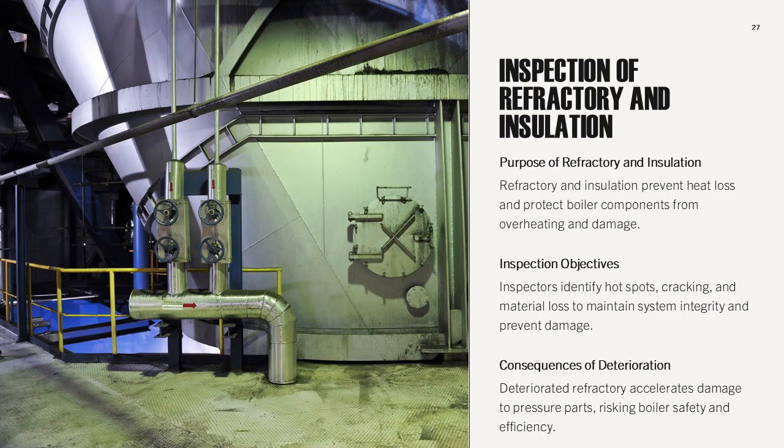Refractory and insulation protect boiler components from excessive heat loss and overheating. Inspectors must assess their condition to identify hot spots, cracking, or material loss. Deteriorated refractory can lead to accelerated damage of pressure parts. This section outlines inspection considerations and common issues related to refractory systems.